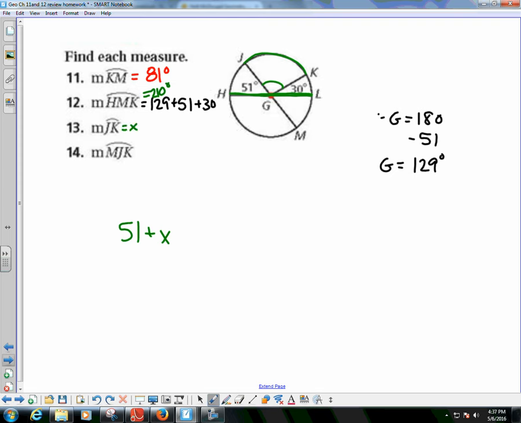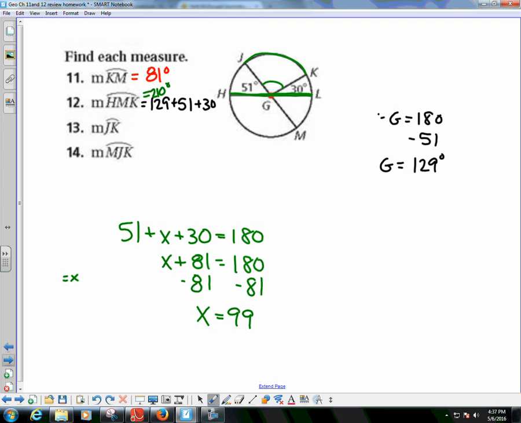So I'm going to say 51 plus x, well, I'm using x as that. JK is going to be x, plus 30 equals 180. 30 plus 51 is 81. I'm going to subtract 81 from both sides. X equals 99. In this particular case, I'm finding an arc measure. So JK is 99 degrees.